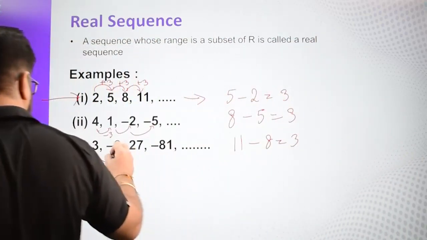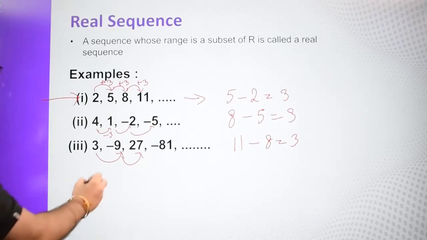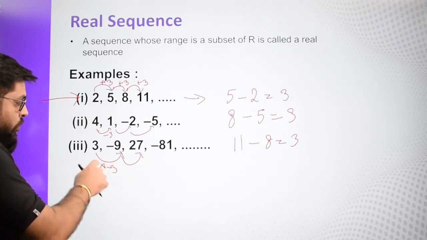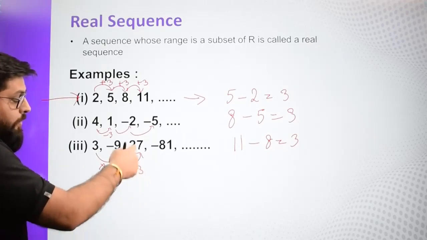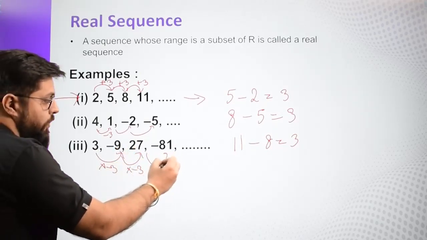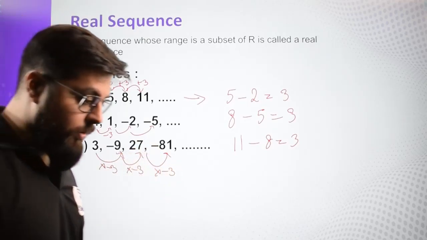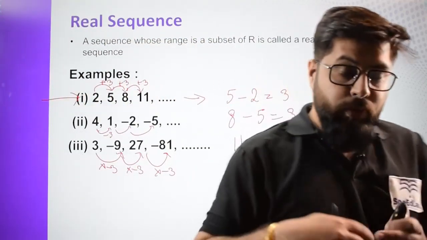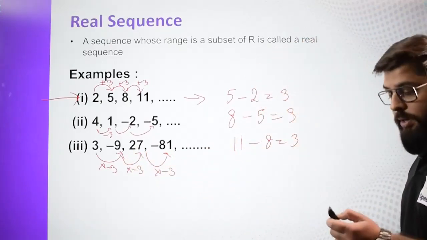Similarly in this one, what are we doing here? We are multiplying by minus 3. So 3 into minus 3 is minus 9, then multiplying by minus 3 we get 27, and then multiplying by minus 3 again, the next term will be minus 81. So the sequence is following a particular order and all these terms are real numbers, so this is called a real sequence.